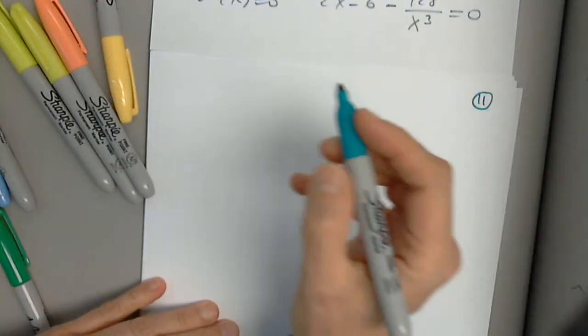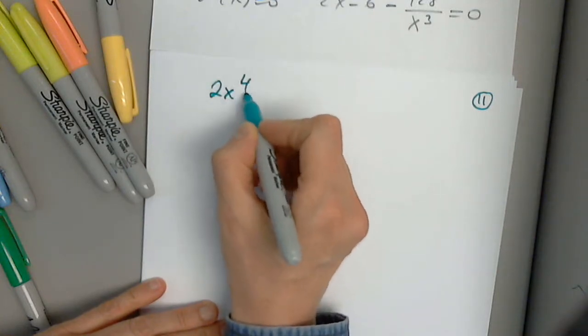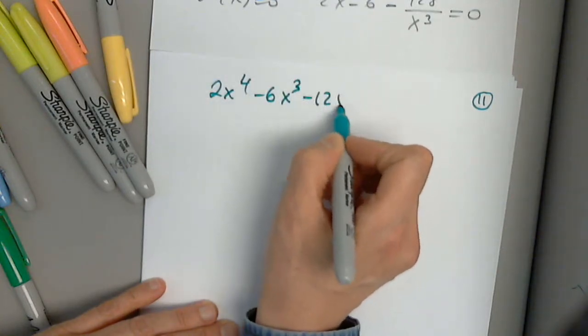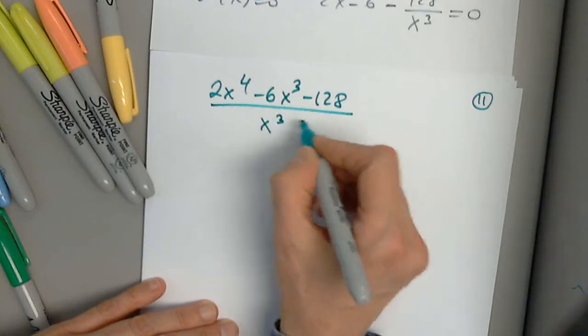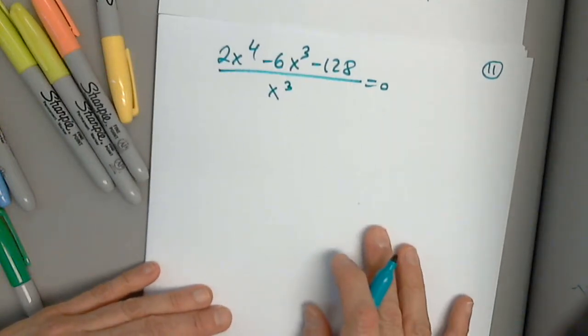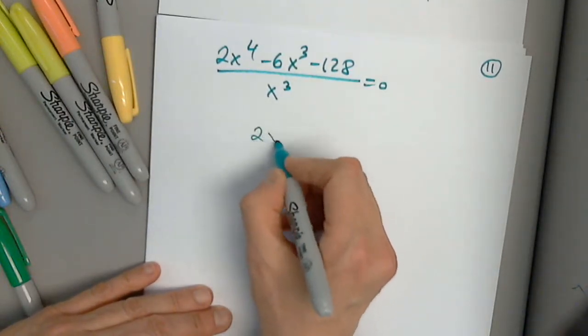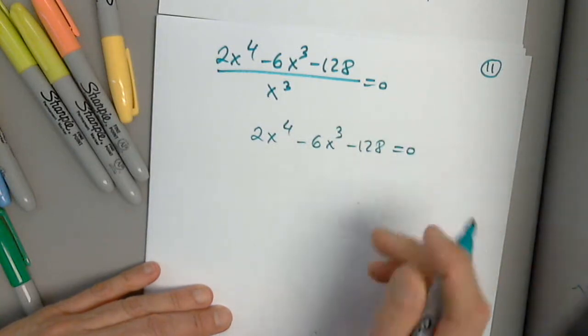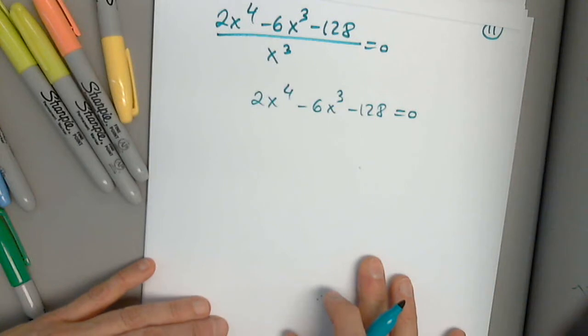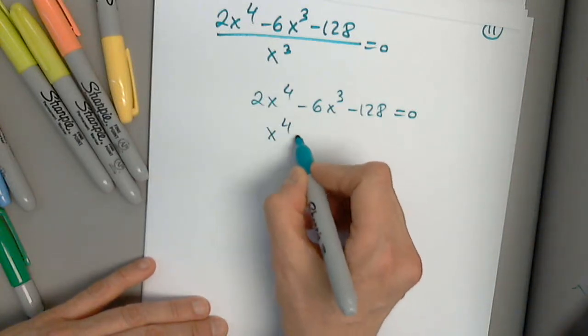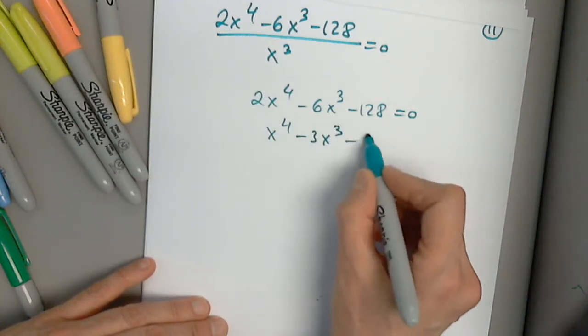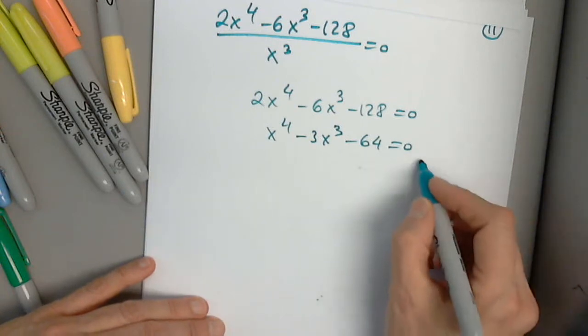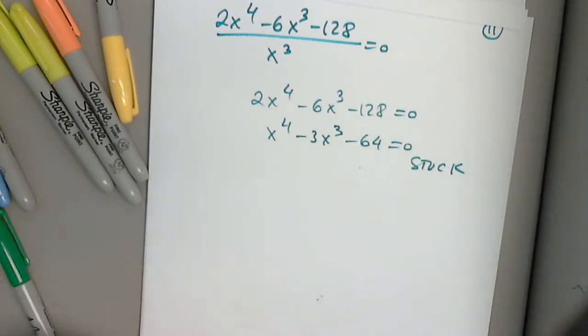Let's see what happens next. So 2x to the 4th minus 6x cubed minus 128 divided by x cubed equals 0. So then 2x to the 4th minus 6x cubed minus 128 equals 0. Of course, I'll divide by 2. Get x to the 4th minus 3x cubed minus 64 equals 0. And now I'm stuck. Why am I stuck?